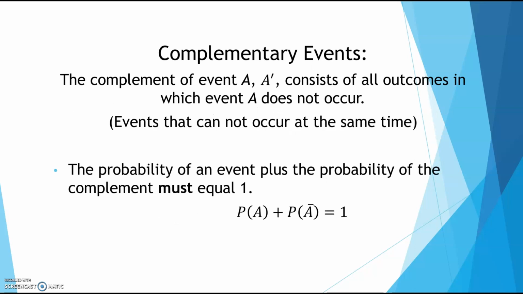Complementary events, you can list it 2 ways. It can be A prime or it could be A bar. Both of those say that this is the complement of A. The complement of event A, or A prime or A bar, consists of all the outcomes in which A does not occur. So if we say that event A is rolling an even number on a 6-sided die, then A prime would be everything that A is not. So that would be rolling an odd number.